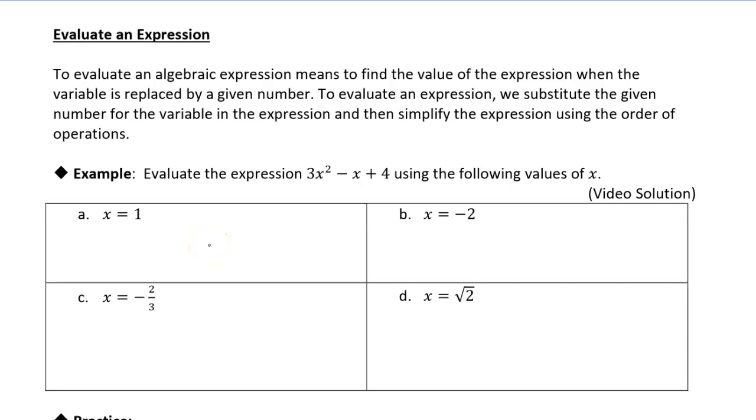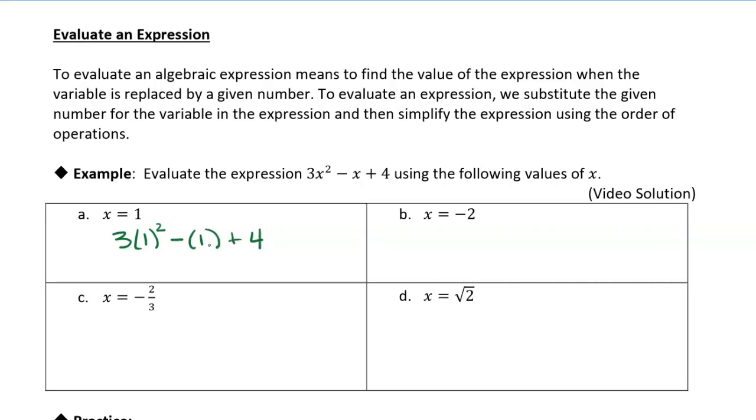All right, the next skill we're going to cover is just evaluating an expression. So if we have an expression here like 3x squared minus x plus 4, and we want to evaluate it for x equals 1, all we need to do is just replace the x with a 1. All right, so this becomes 3 times (1) squared minus (1) plus 4.